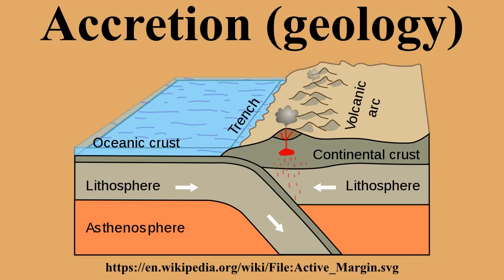Accretion is a process by which material is added to a tectonic plate or a land mass. This material may be sediment, volcanic arcs, seamounts, or other igneous features. Description: there are two types of geologic accretion: plate accretion and land mass accretion.